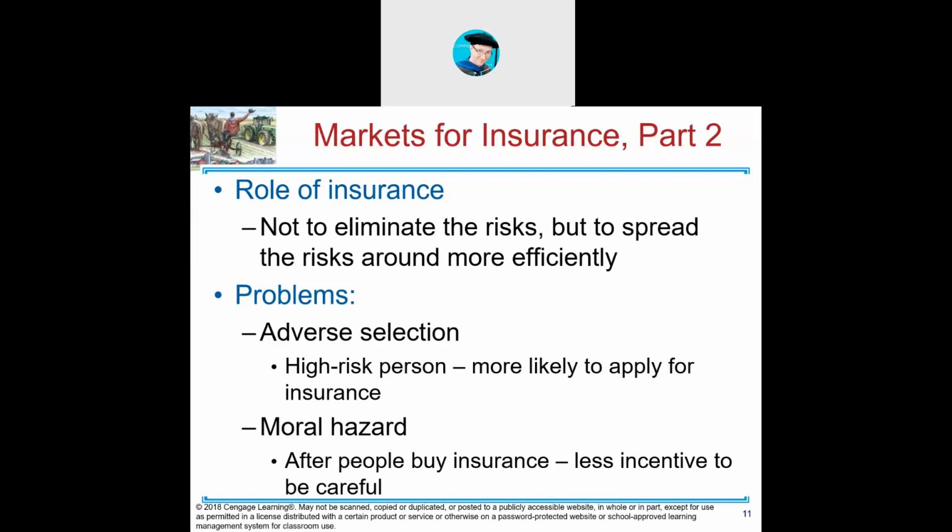Adverse selection: high risk people are more likely to pay more for insurance. That's obvious. If you had 5 accidents in the past, your insurance premium is going to be really high. It's because you're accident prone. Okay. People who buy insurance, there's less incentive to be careful. I don't know about that. I'm actually more careful because I don't want to pay more.